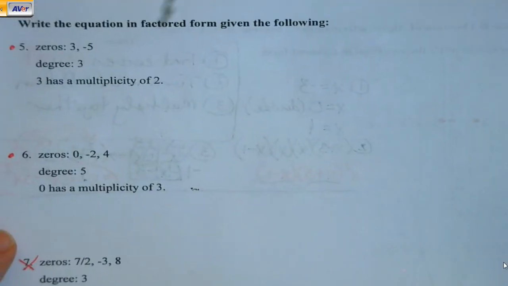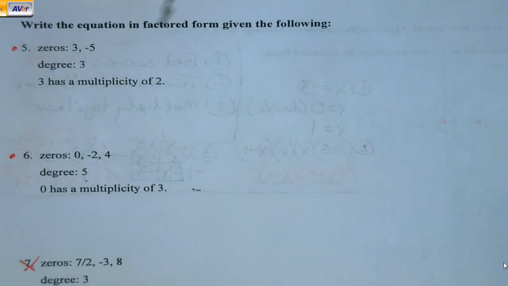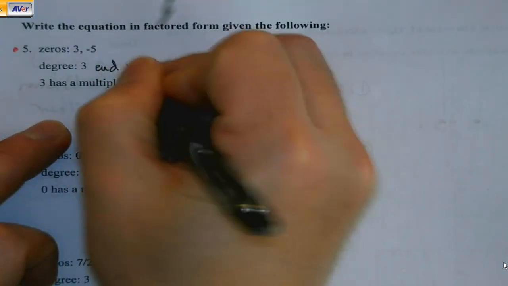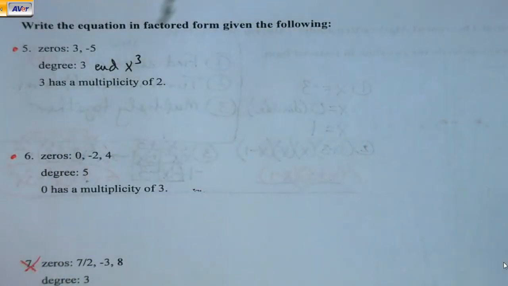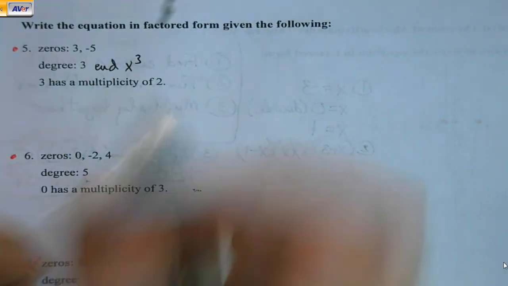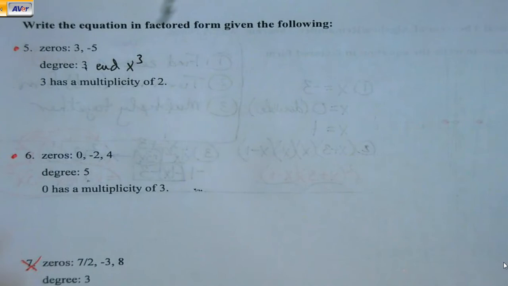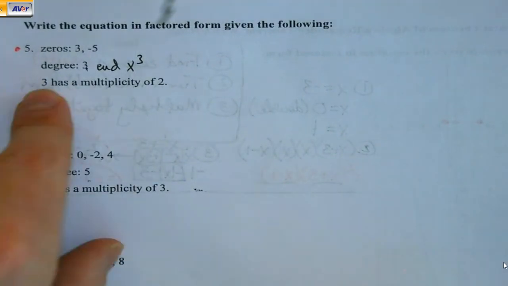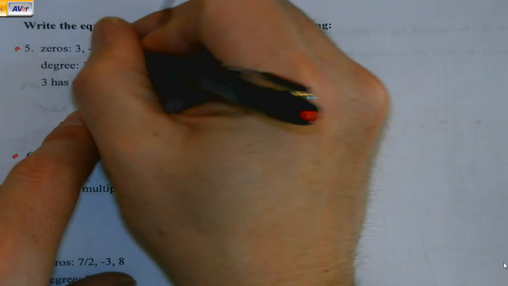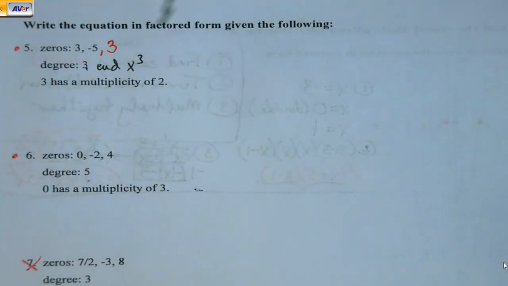So as we flip over, now it looks a little bit like what we were doing yesterday instead. Write an equation given the following. Okay, zeros, degree, and then they give us some other info. Now, degree 3 means at the end we're going to have something with x to the third. You're like, but wait a minute. They only gave me 2 zeros. If they gave me 2 zeros and it's supposed to be 3, what the heck? That's what our little note's for. 3 has a multiplicity of 2, which means there's a second 3 in there. I'd probably write it out like that.